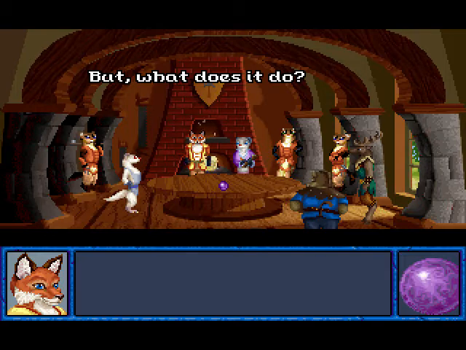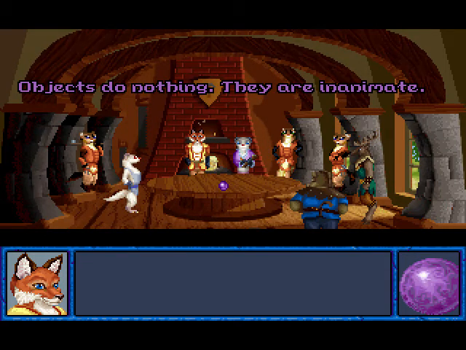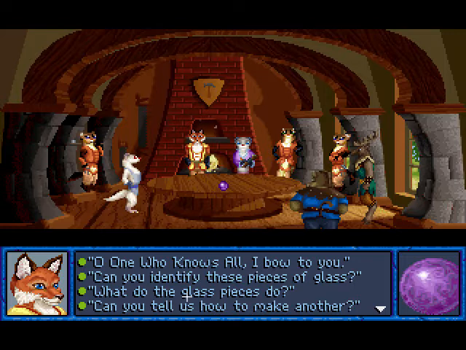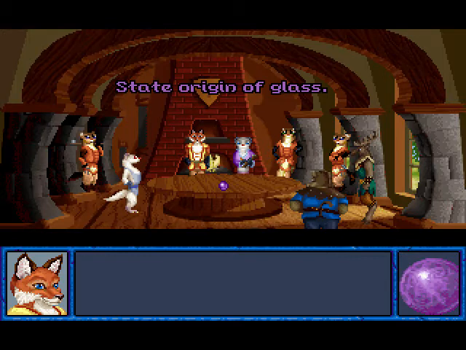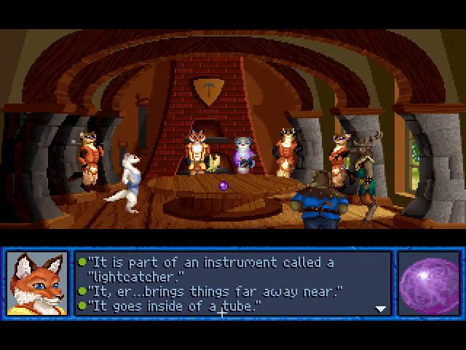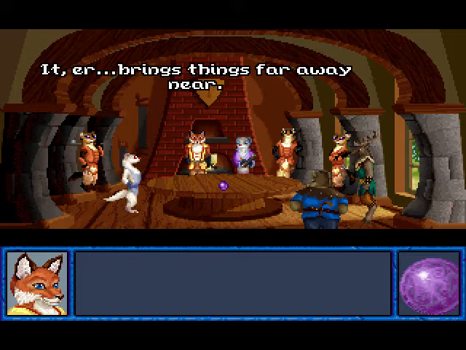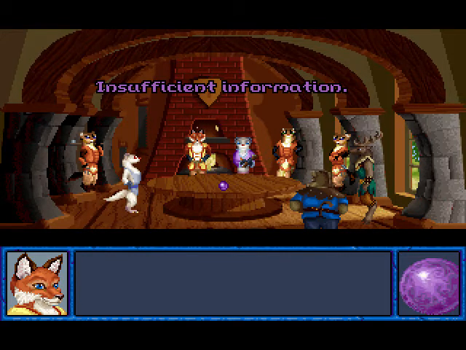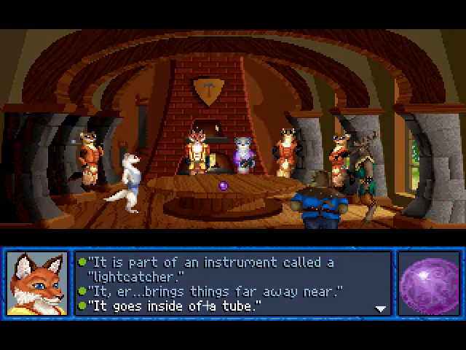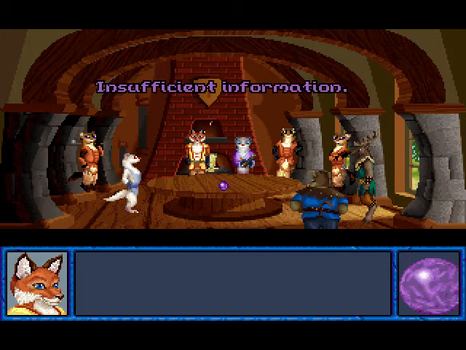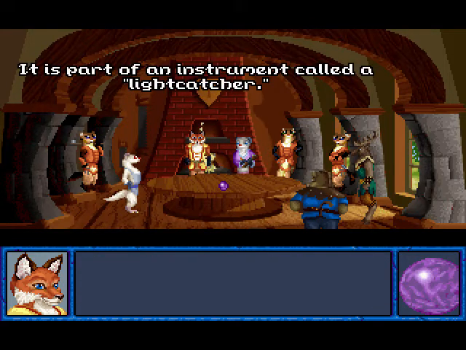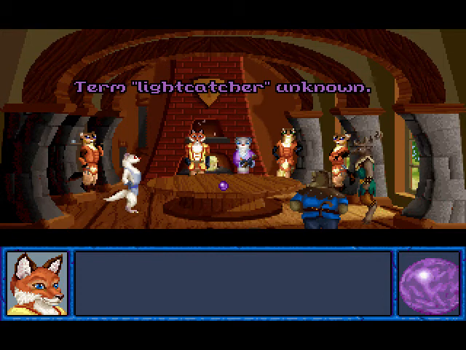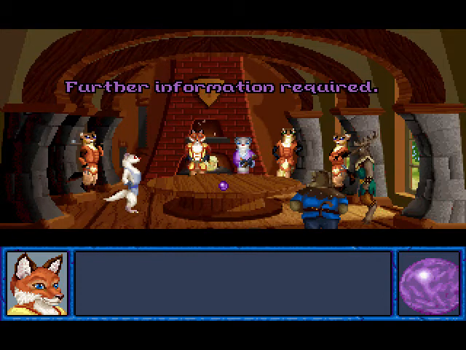But what does it do? Objects do nothing. They are inanimate. Can you tell us how to make another? State origin of glass. It brings things far away, near. Insufficient information. It goes inside of a tube. Insufficient information. It is part of an instrument called a light catcher. Term light catcher unknown. Further information required.